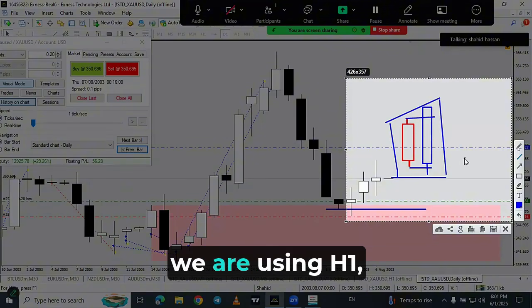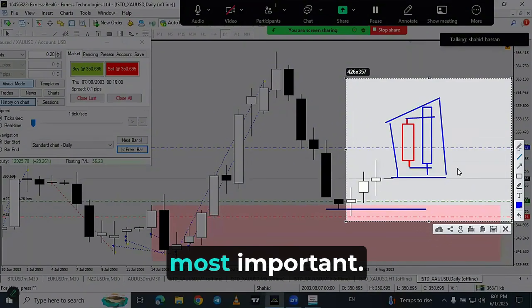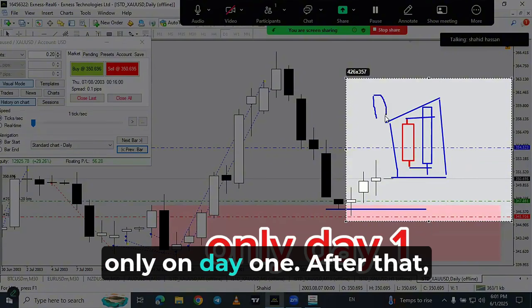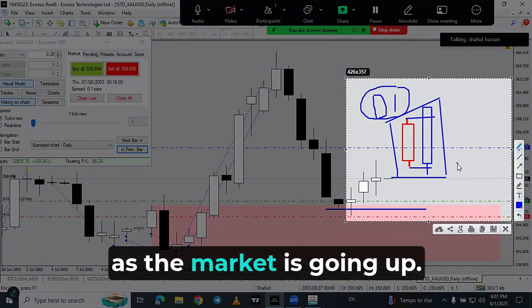For entry, we are using H1, 15 minutes and 5 minutes. And which time frame to take this engulfing on is the most important. We need to take it only on day 1. Only on day 1, we need to take this engulfing only on day 1. After that, in H1, we are looking at the structure as the market is going up.